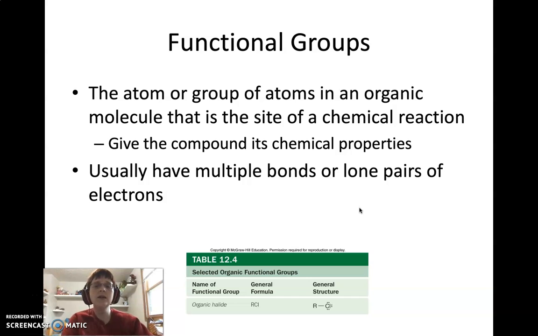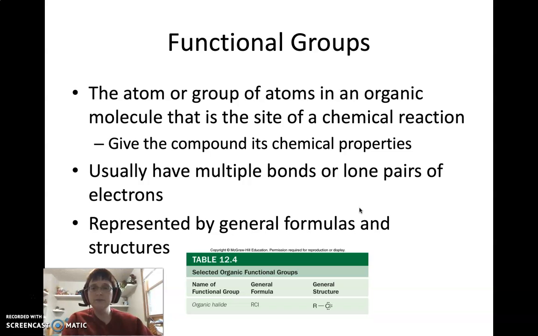The multiple bonds allow them to do what we saw with the unsaturated and saturated comparison. So if you are an unsaturated molecule, so you have those multiple bonds, you're able then to transfer those multiple bonds over and bond with other molecules and transfer those to single bonds between the atoms.